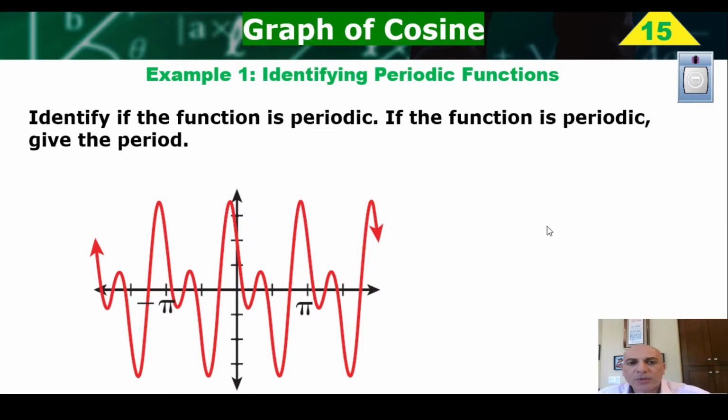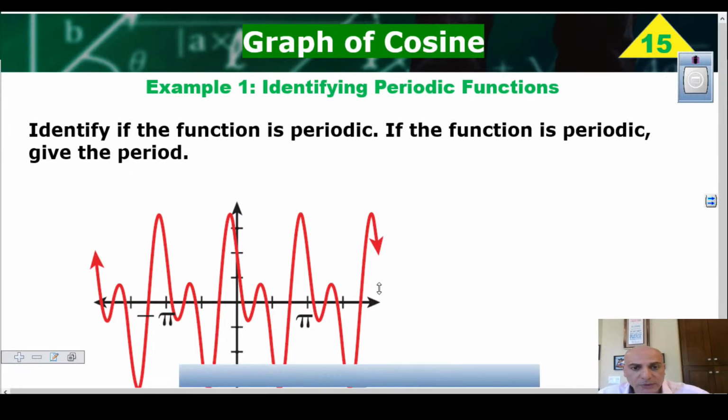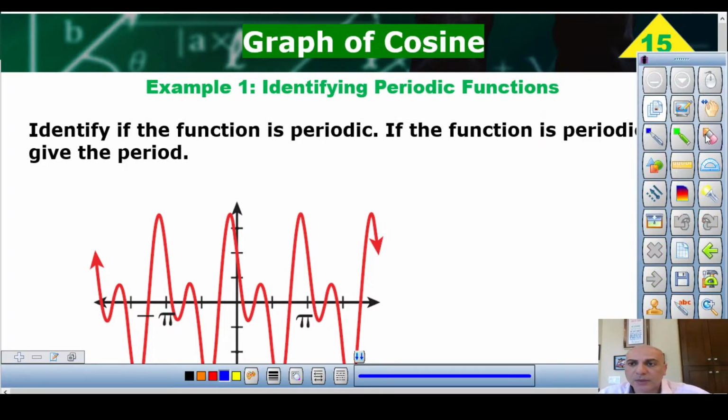Okay, here's the first example. It says identify if this function is periodic. And the second thing, if it's periodic, then give its period. How long does it take for the wave to start and finish? Well, first of all, is this periodic? Do I see this wave repeating itself over and over and over again? I do. Look closely. I see it repeating itself. And no matter where you start, you just have to look closely. You're going to see it's repeating itself.